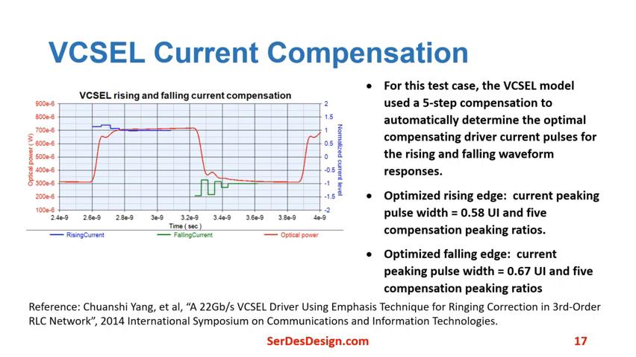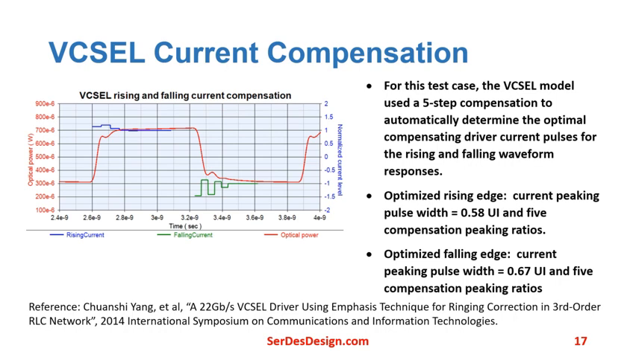The VCSEL model used a 5-step compensation to automatically determine the optimal compensating driver current pulses for the rising and falling waveform responses. These rising and falling current waveforms are overlaid on the optical output power waveforms in this figure using a repeating waveform of 10 ones and 10 zeros. The optical power axis is on the left, the normalized current axis is on the right. The rising and falling currents are normalized to the modulation current level.